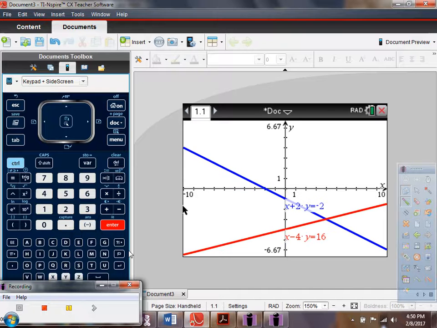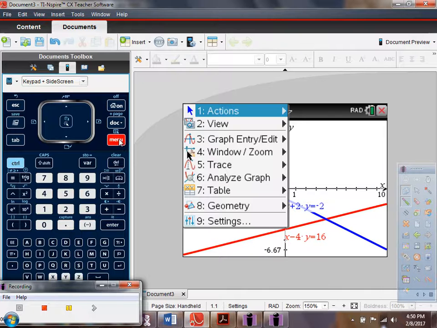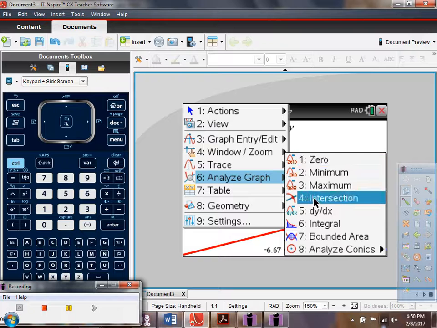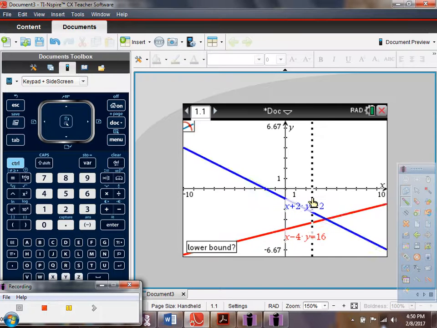Press enter. So they do intersect. Okay, they do intersect right here. Remember, we want the y-coordinate only. So the best way to do this is let the calculator figure out what that point is. So hit menu, you go to analyze graph, and you go to intersection. Click on intersection, put the little dotted line that it gives you to the left of the intersection.